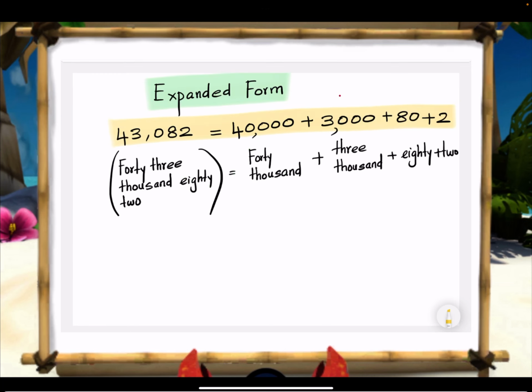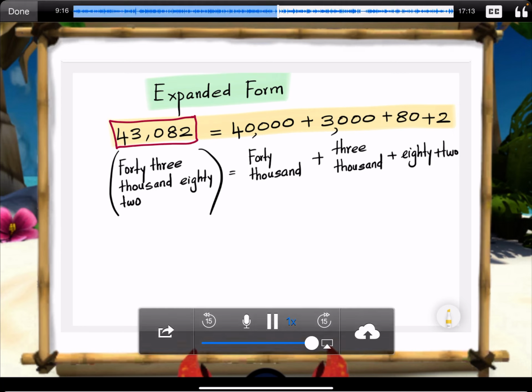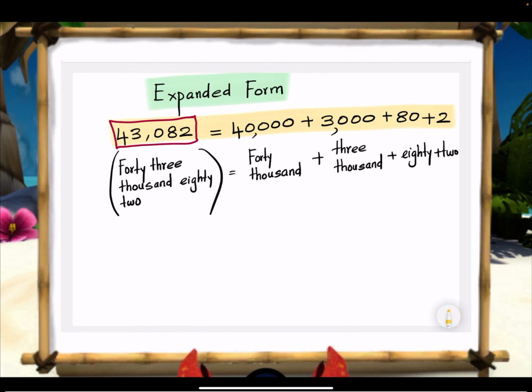Okay, how to write an expanded form of any number? So now we are going to work on this number 43,082. So if you see 43,082, this is ones place, tens place, hundreds place, thousands place, and this is 10,000s place.